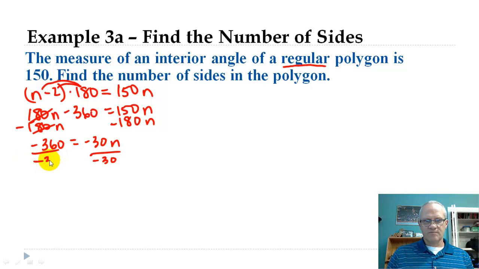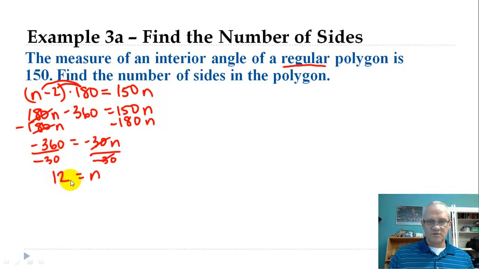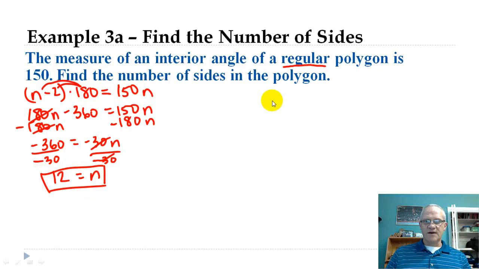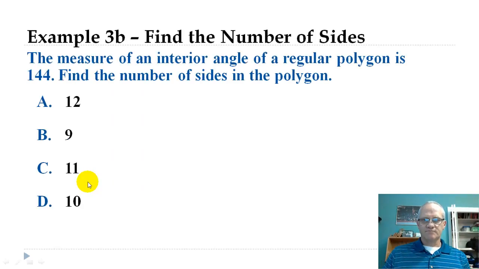Divide by negative 30. And the negatives will cancel here, right? So really it's just going to be 360 divided by 30, which is 12. Guess what? There are 12 sides in this polygon. In order to have 150 degrees for each angle, it has to be 12 sides. Okay? That's a hard one.